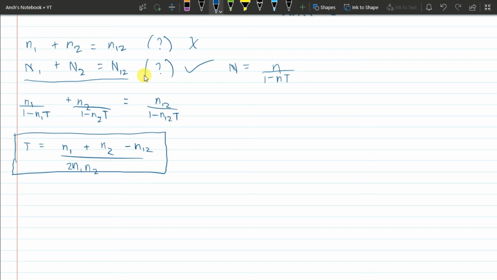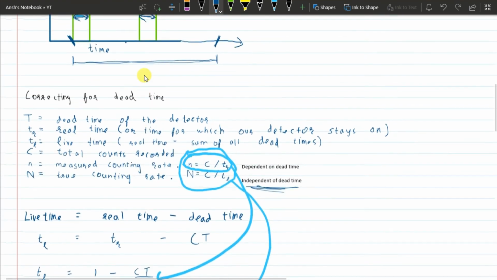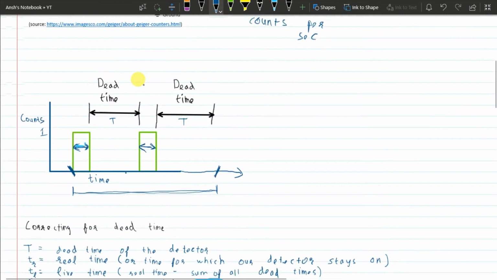As I mentioned, these are all experimentally measurable values. So all we have to do is we calculate the counting rate when the first source is present. We measure the counting rate when the second source is present. We measure the counting rate when both sources are present. And then we substitute all these three values and we'll be able to determine the dead time of our detector. And that is how we determine our dead time, and there are then different ways to compensate for this dead time in our detector.